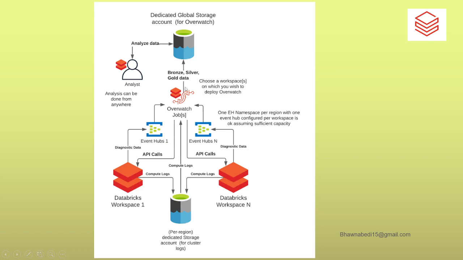Now you have an Overwatch job which runs. When it runs, it pulls the log-related information from both places, from the compute logs as well as from your Event Hub stream. It uses that log information to create bronze, silver and gold data over here, and then essentially it gives you the tables which you can analyze and get information from.